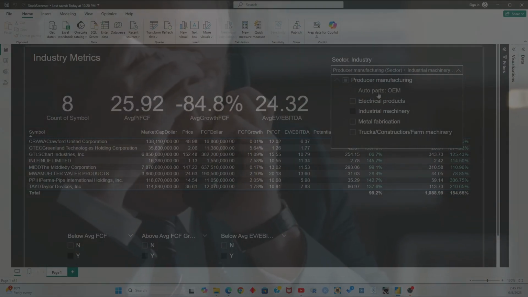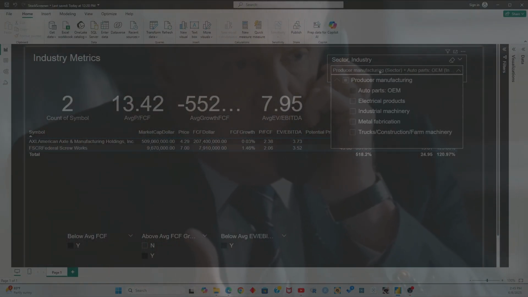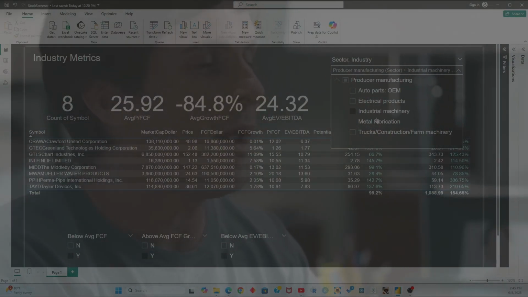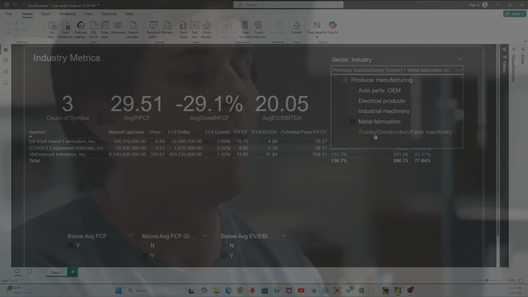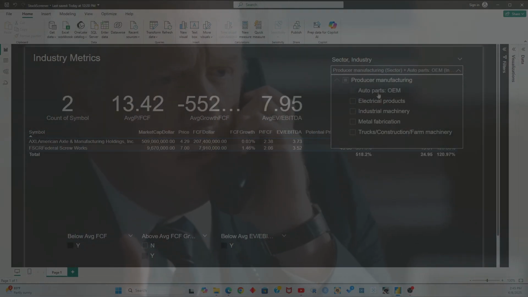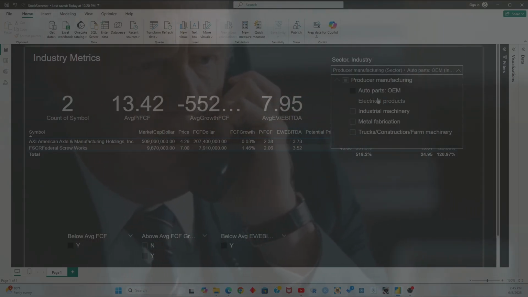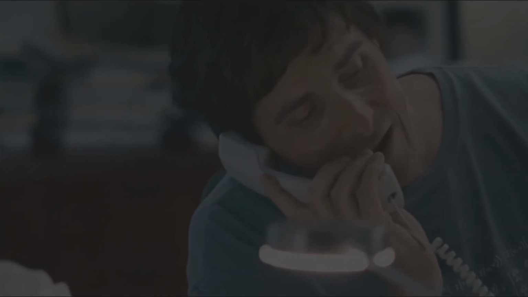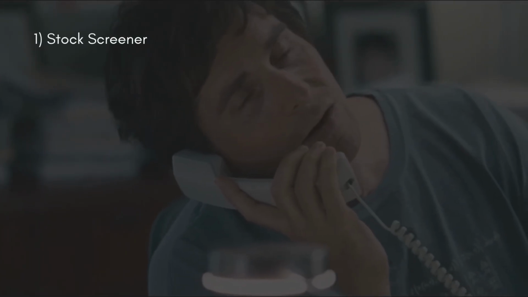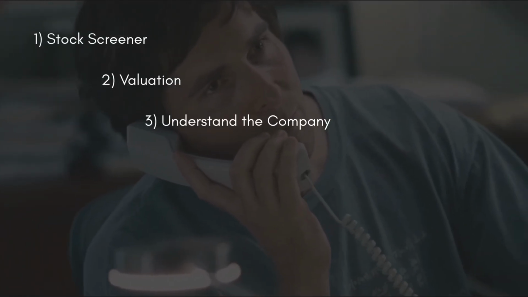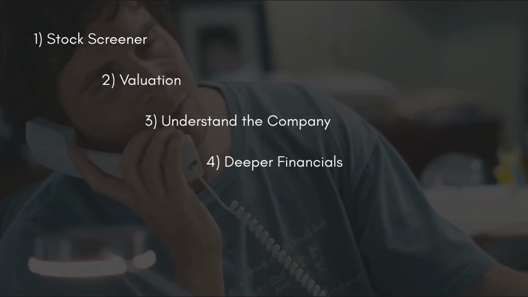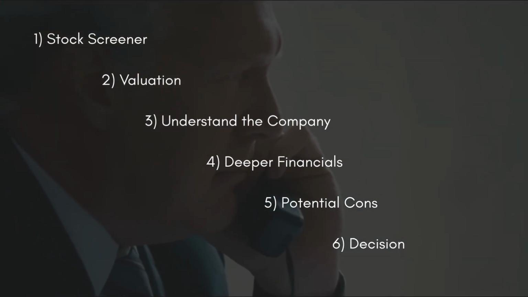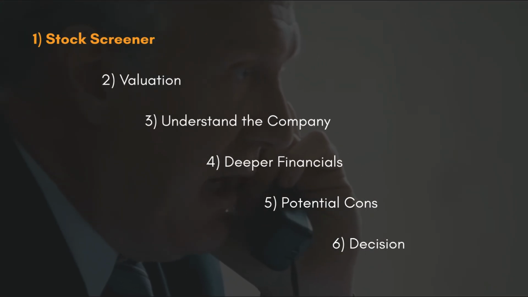Fundamental comparative analysis is the process of evaluating and comparing the financial fundamentals of different companies, typically within the same industry, to identify stocks that appear undervalued relative to their peers or historic norms. Typical steps I take in fundamental analysis involve screening, valuation, understanding the company, deeper financials, potential cons, and then a decision. Let's start with what is a fundamental stock screener.